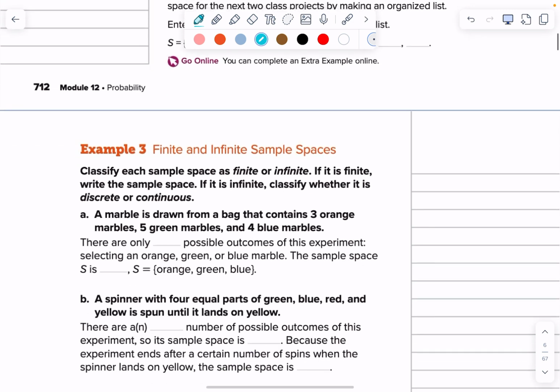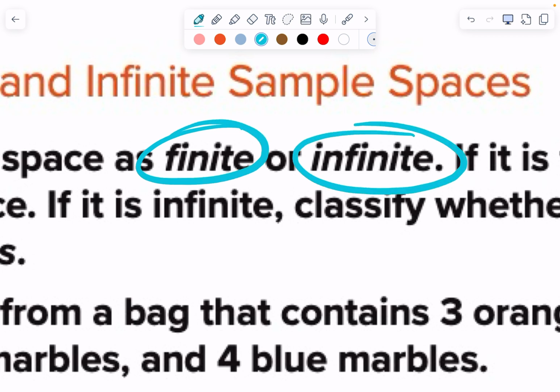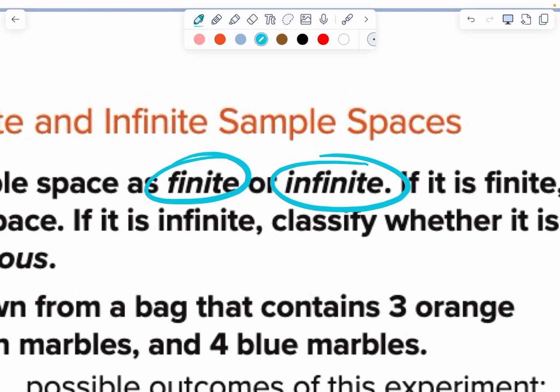Okay, let's go down to example 3, next page. Flip over. All right, this is where it gets a little confusing: infinite and finite and discrete, continuous. Okay, so here we go. Circle these, infinite, finite. I'm going to talk to you about classifying these, infinite or finite. You're categorizing these scenarios of what you're doing, like rolling the dice, flipping the coin, choosing a student, whatever.